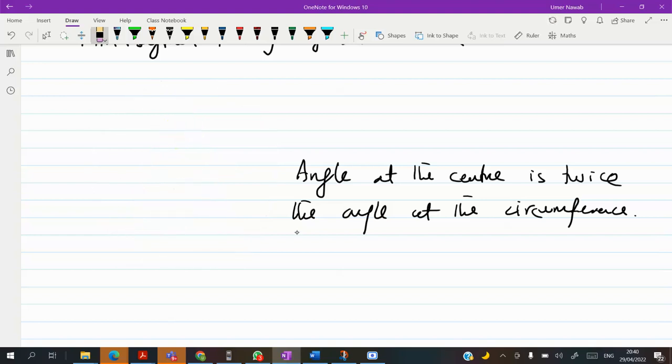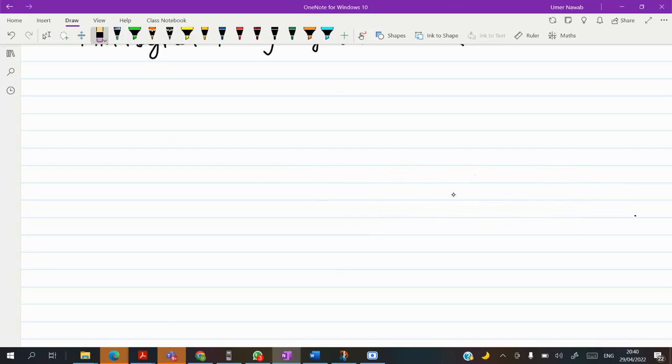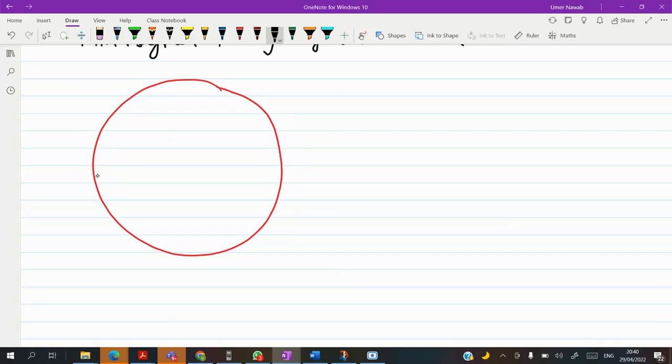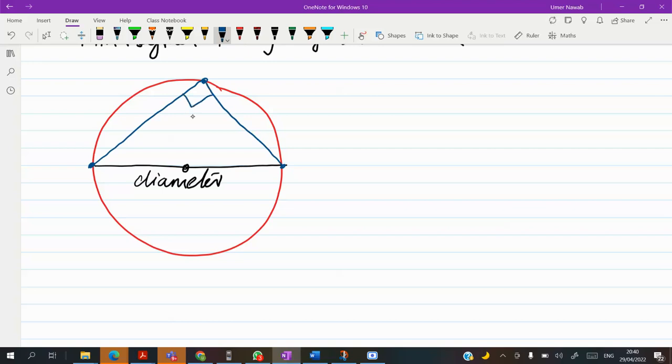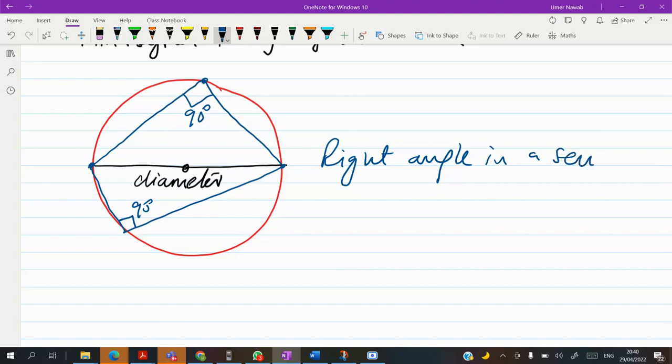Now, the third property is: if we have a circle and now we have a diameter. If any point on the circumference is joined with the endpoints of the diameter, we will get a right angle. Anywhere you join it, you get a right angle. So this property name is right angle in a semicircle. This is the third property.